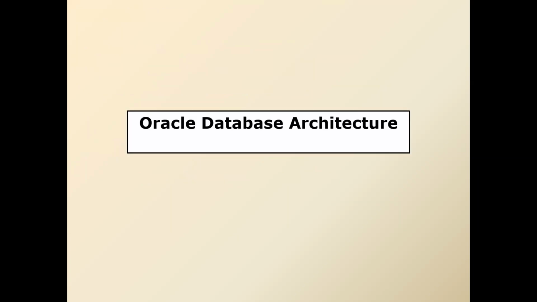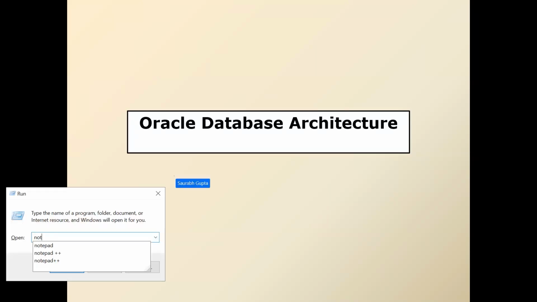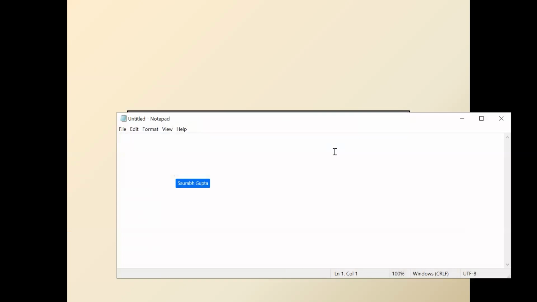So first of all, before we proceed, let us discuss Oracle database architecture. Now, Golden Gate is a product which works on a database, right? Now, what is Golden Gate? Golden Gate is a CDC tool. CDC stands for Change Data Capture tool, right? So Golden Gate is a CDC tool, Change Data Capture tool.